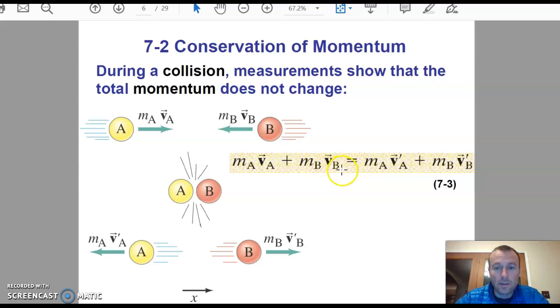And so we would expect that after the collision, the momentum of both of these balls combined would also be 0. We could predict that their masses aren't going to change, and their velocities would have to be exactly the same thing, 1 meter per second, but in opposite directions.